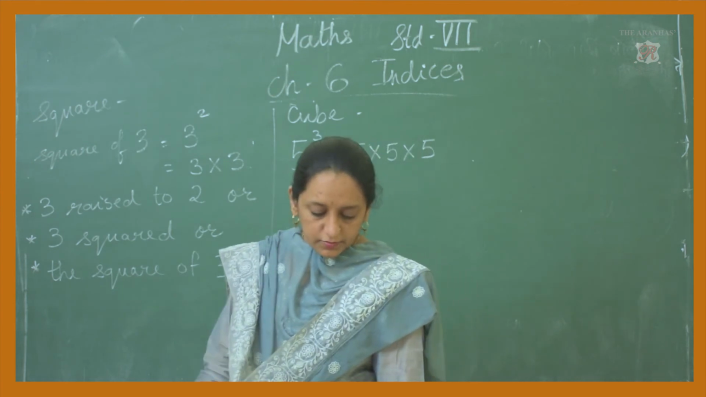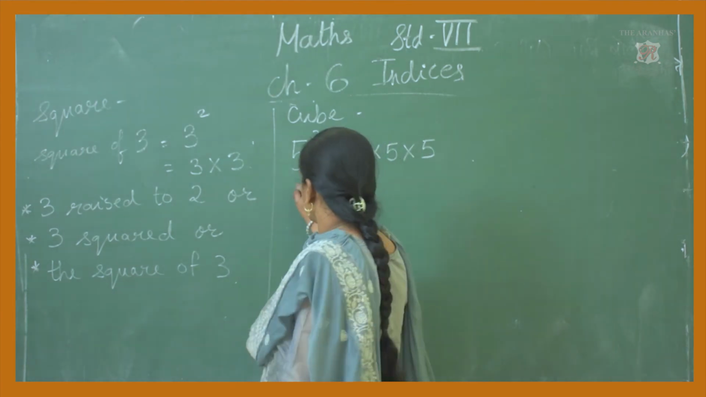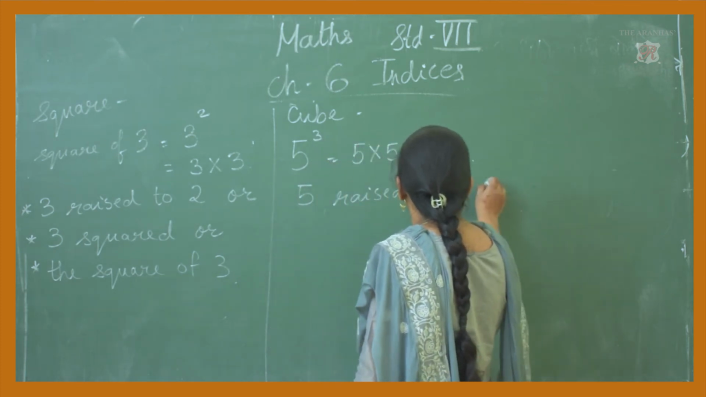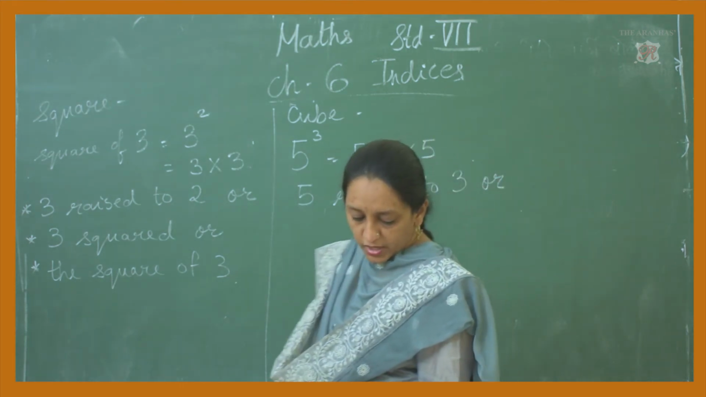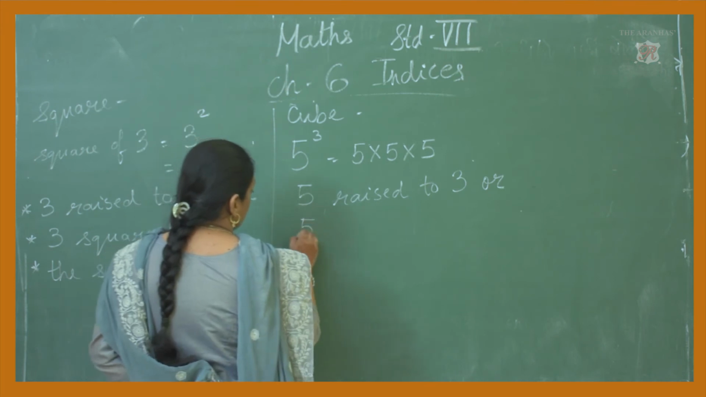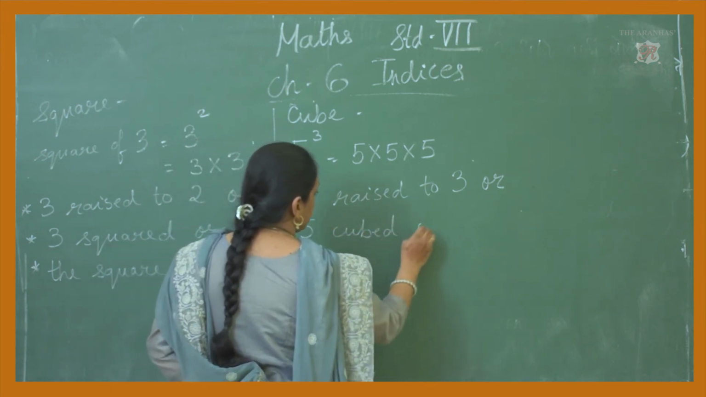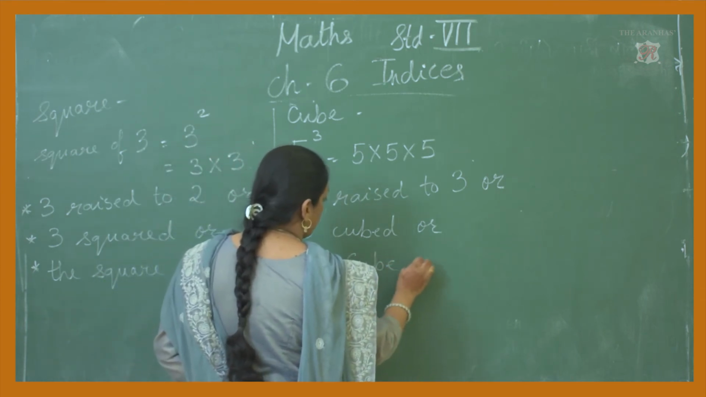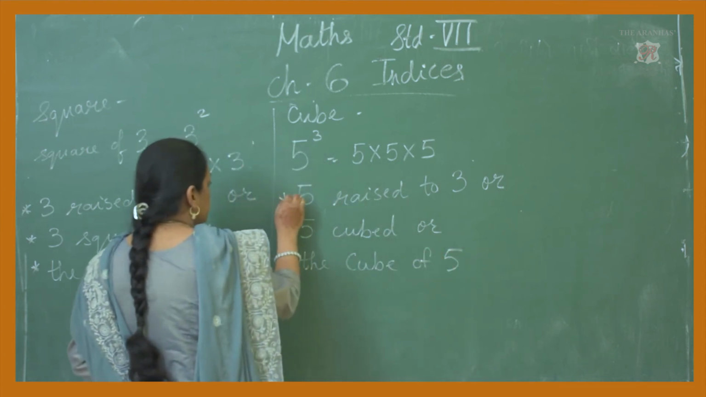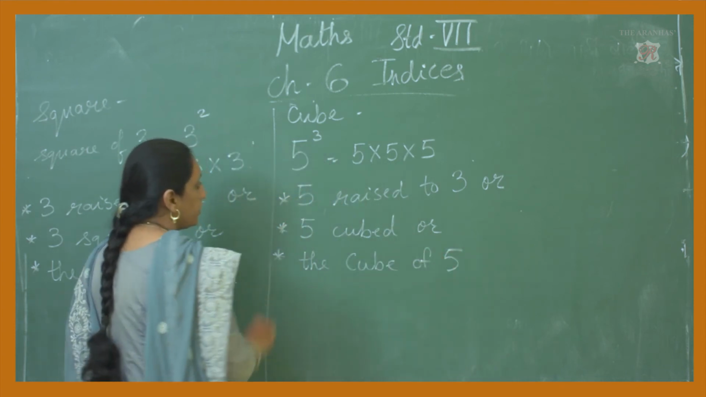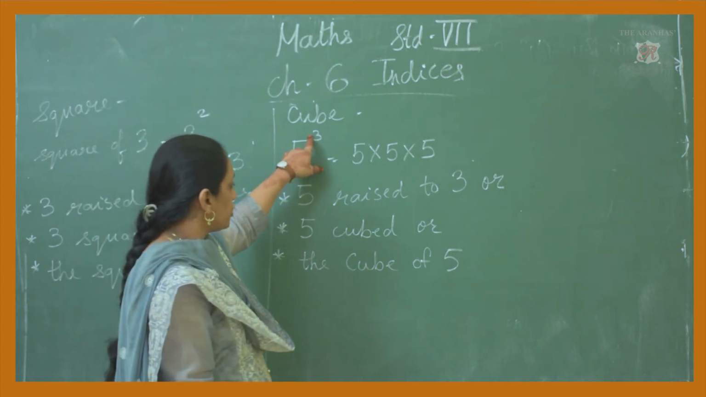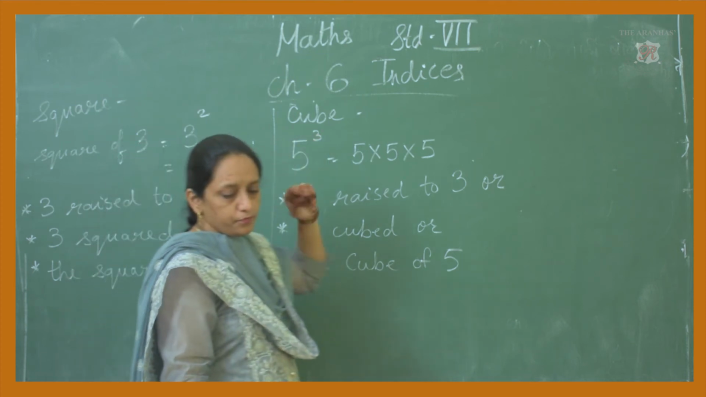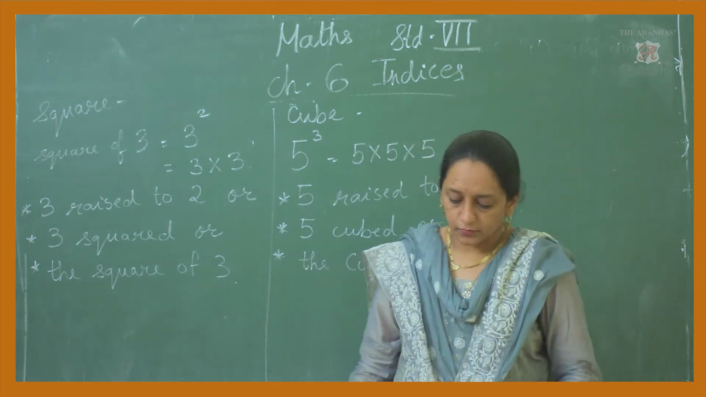According to your textbook, 5 raised to 3 is read as 5 raised to 3, or you can read it as 5 cube, or you can say it as the cube of 5. All these 3 things are correct. How can you read this given number? 5 raised to 3, or 5 cube, or the cube of 5. This is the way you can read the number.